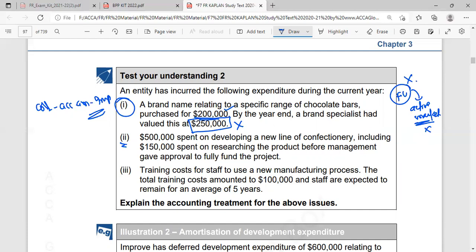Next, training cost for staff to use a new manufacturing process. The total training cost amounted to 1 lakh and staff are expected to remain for an average of 5 years. Generally, training cost is always treated as a general operating expense and is transferred to the profit and loss statement. It is not covered under intangibles.